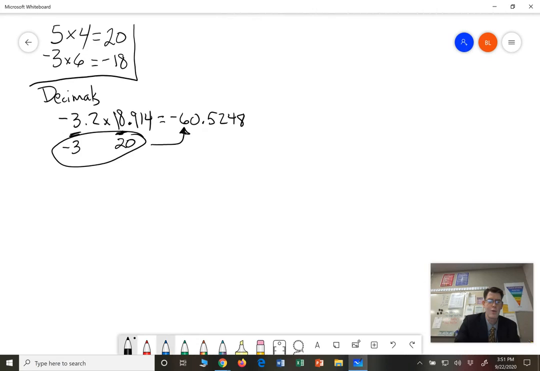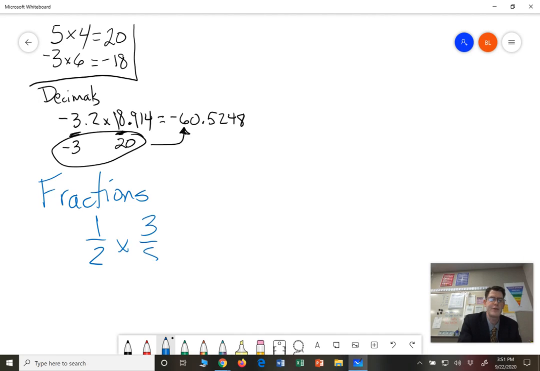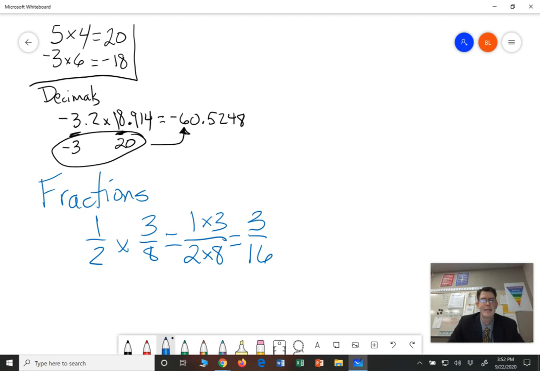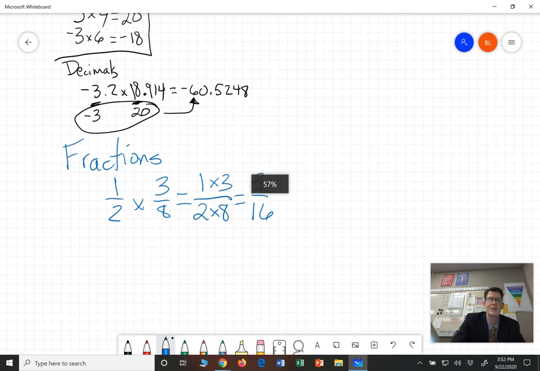Well, what about when we are multiplying fractions? What if you have a number like 1/2 times 3/8? Do you remember how to multiply? Did your elementary teacher show you how to multiply fractions? The non-calculator way to multiply fractions is to multiply the two top numbers together and multiply the two bottom numbers together. Just multiply straight across. 1 times 3 is 3, and 2 times 8 is 16. So when multiplying fractions, that's how we do that.